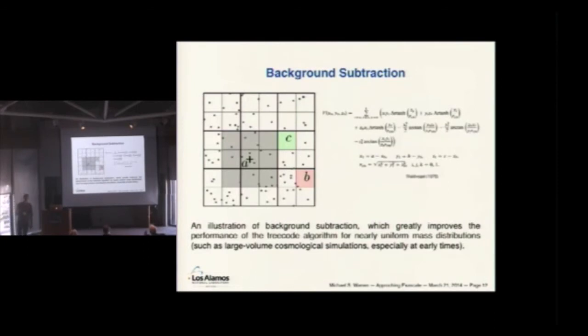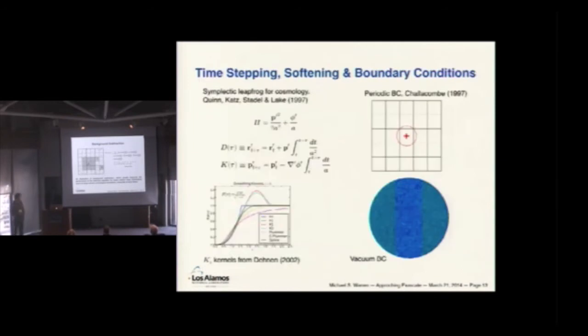Tree codes in the past did not perform at all well on large cosmological simulations, but we've recently come up with a way to basically make the machinery work better on cosmological scales by subtracting the background, because a lot of the time was just taken up by calculating forces from things that would largely cancel. So that makes the tree codes competitive with these other algorithms.